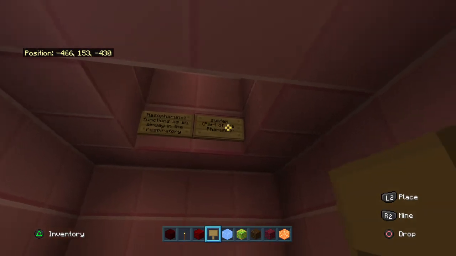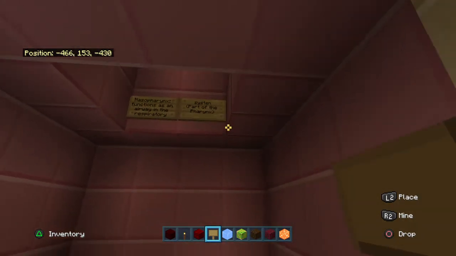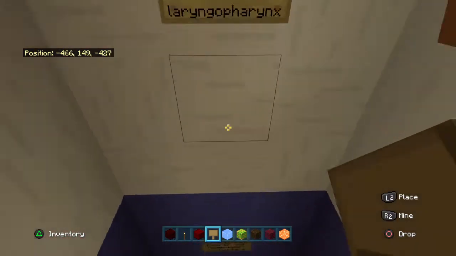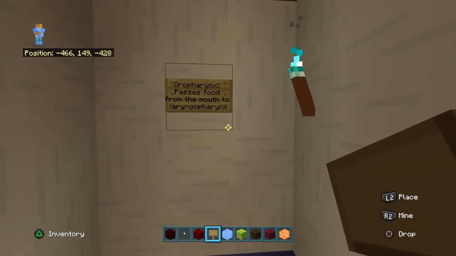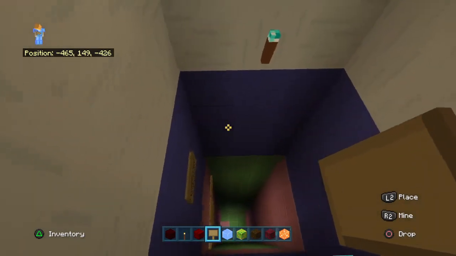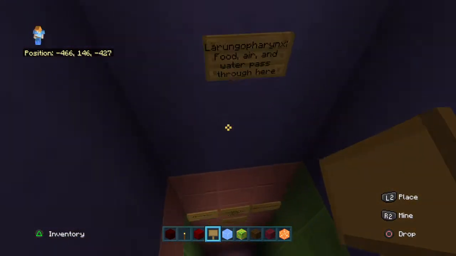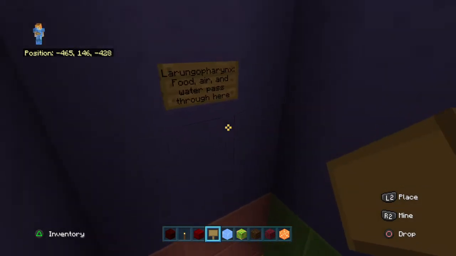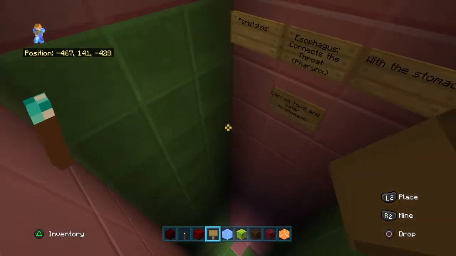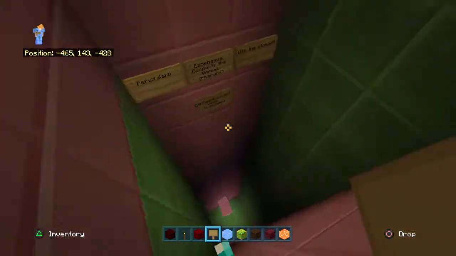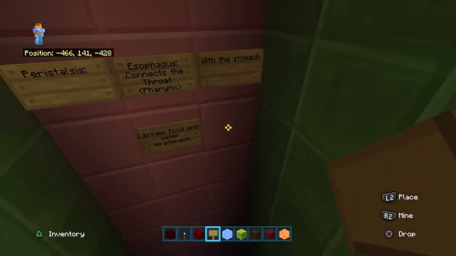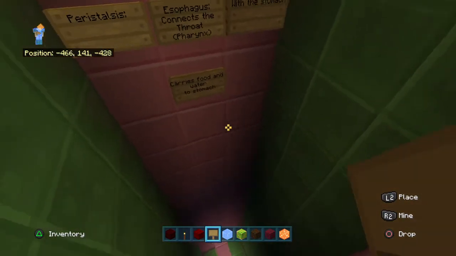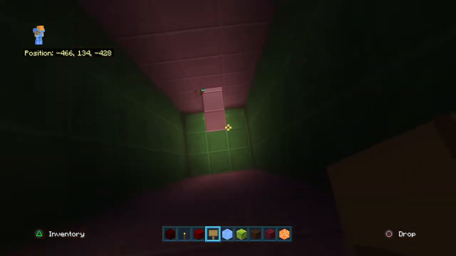And we have the nasopharynx right here, which functions as an airway in the respiratory system. And we have the oropharynx, which passes food from the mouth to the laryngopharynx, which is right here. This is a section where food, air, and water pass through. And this tube right here is the esophagus, which connects the throat, the pharynx, with the stomach and carries food and water to the stomach.